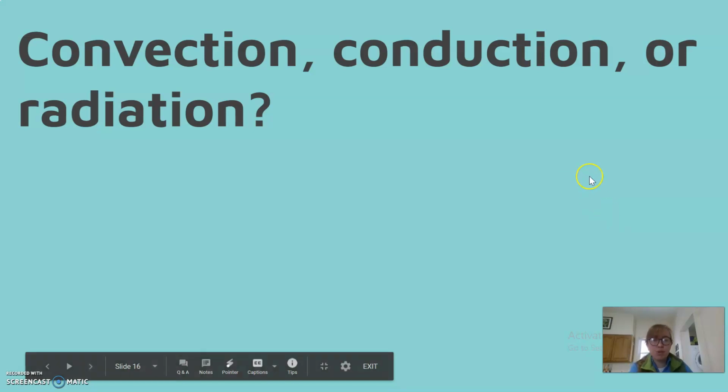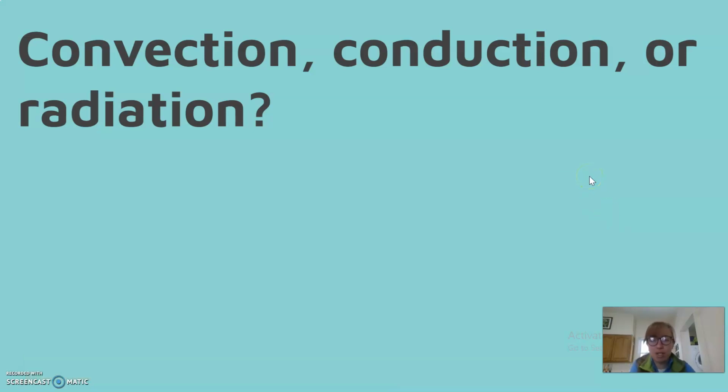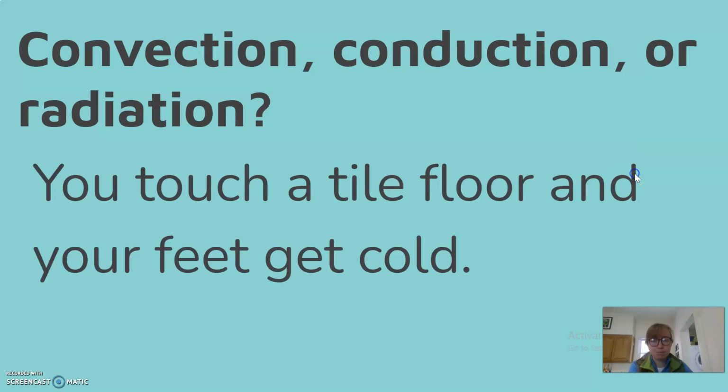All right, so we're going to run through a couple of examples to make this a little bit more clear. So remember, these are the three types of heat transfer: convection, conduction, and radiation. In some of these examples, you'll see that multiple types of heat transfer are happening. That's pretty common in the real world.